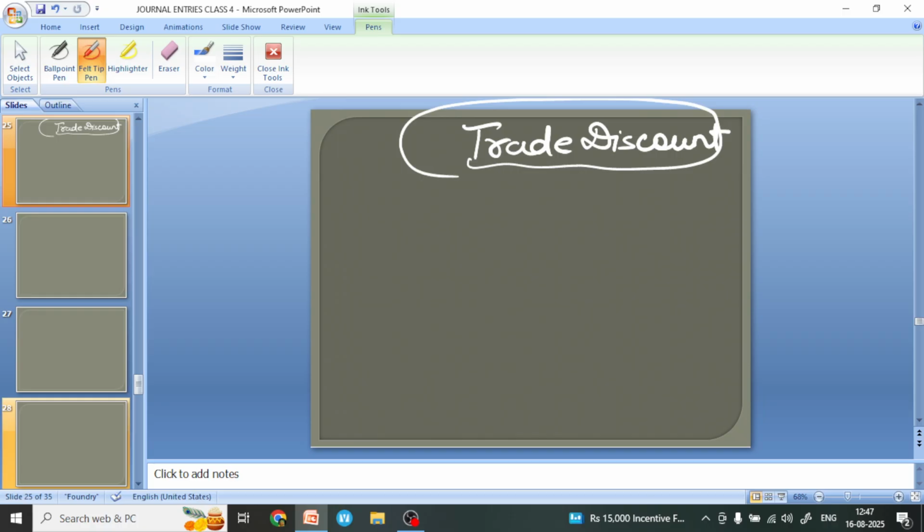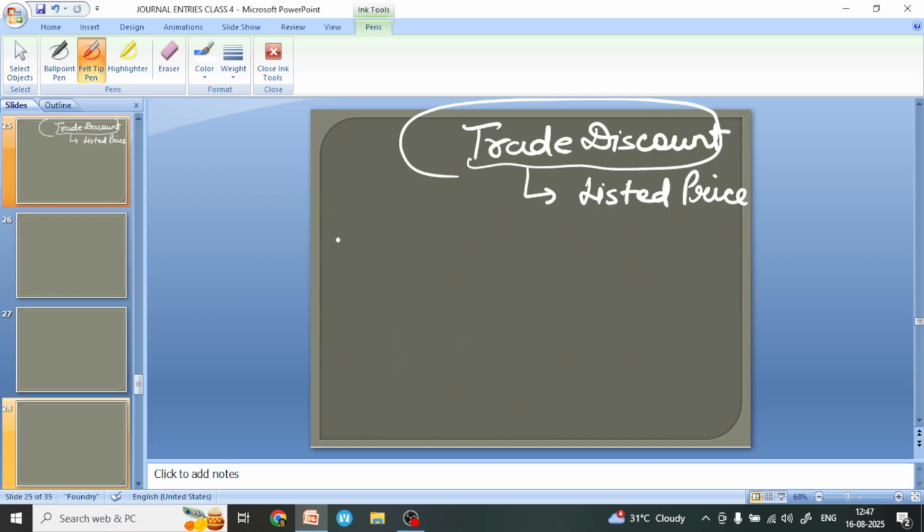Trade discount is provided by the seller to its customer at a fixed percentage on the listed price, mostly on bulk purchases. This is called trade discount. Trade discount is not shown separately in the journal entry.